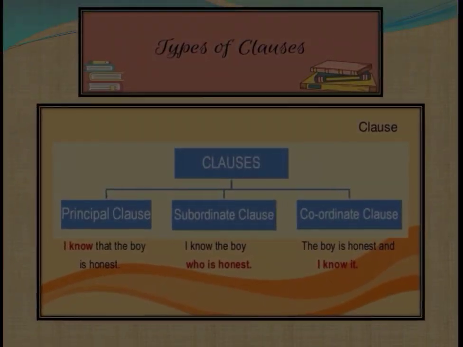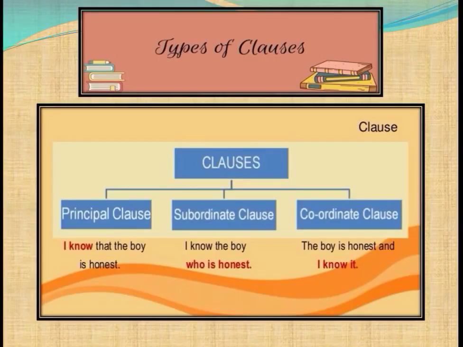So, what are the types of clauses? We have three types of clauses: principal, subordinate, coordinate. Okay, these two terms, subordinate and coordinate, you learned in conjunctions. So, we will apply that knowledge in clauses. Okay, so let's study about the types of clauses now.